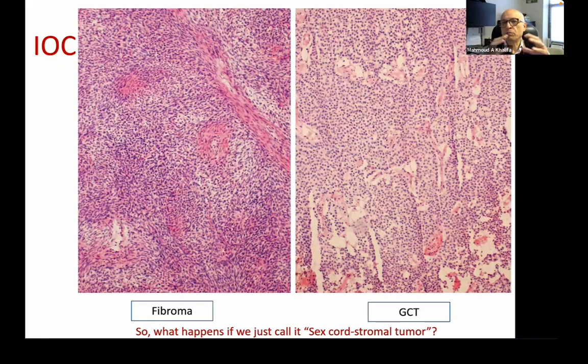Just call something bizarre, something ambiguous intraoperatively to protect myself, and the patient may end up being harmed. So I try to tell my colleagues not to use the term sex cord stromal tumor intraoperatively. If it looks like fibroma, say negative for malignancy. If it looks like granulosa cell tumor, call it granulosa cell tumor.